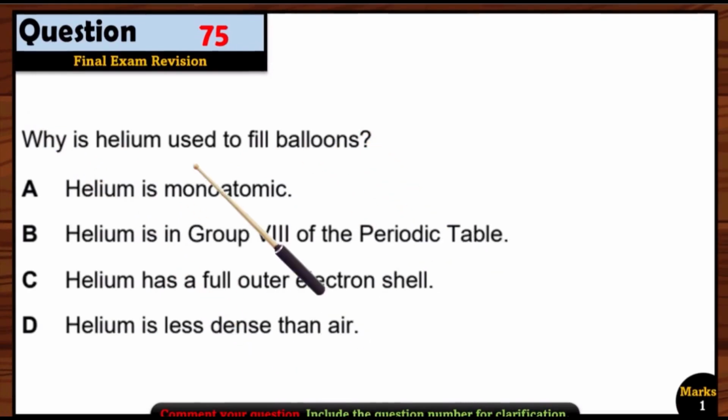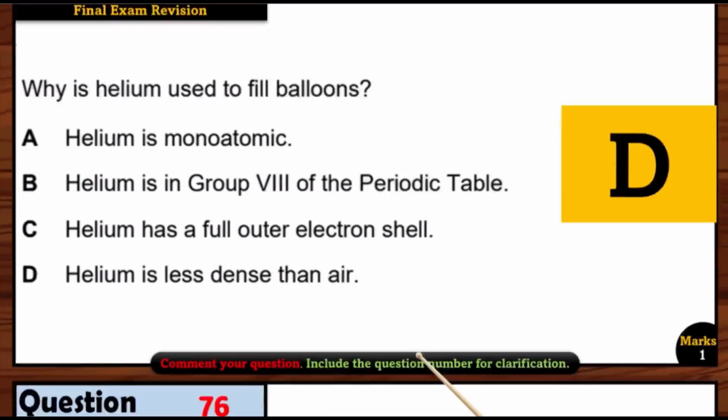Okay, so it is monoatomic. Yes, we know. But what is the reason behind filling the balloons? Because it is less dense than the air. That's why we use helium. So option D is right.